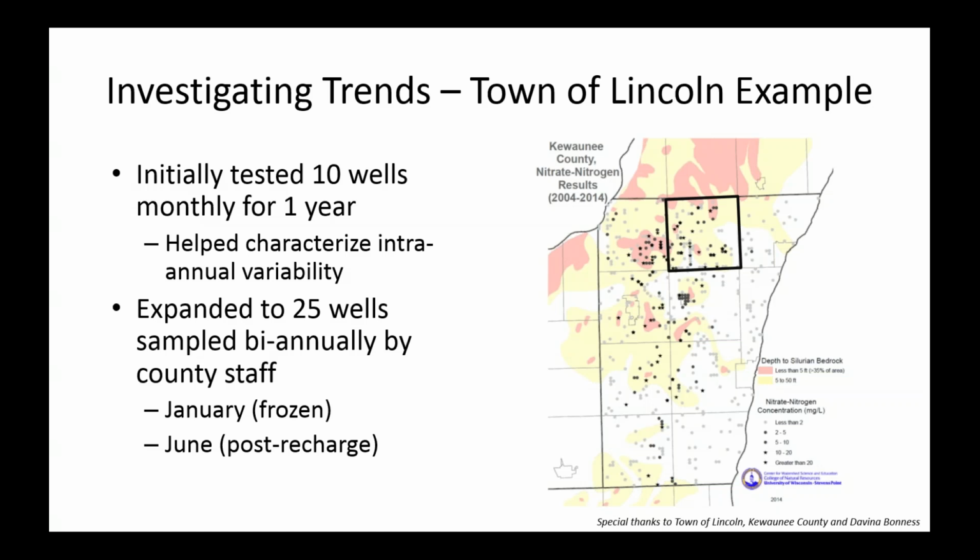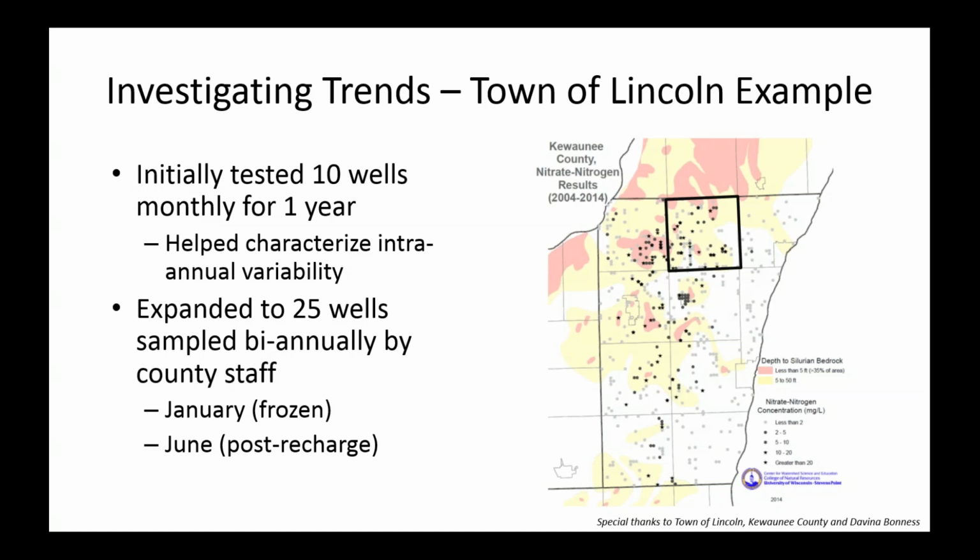And here we initially tested 10 wells monthly for 1 year. This helped us understand how variable groundwater or well water quality is throughout the year. And once we did that, we expanded our sampling approach to 25 wells and cut back the sampling period from 1 month to twice a year.